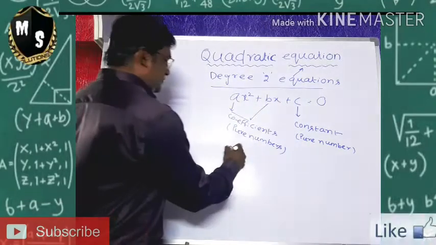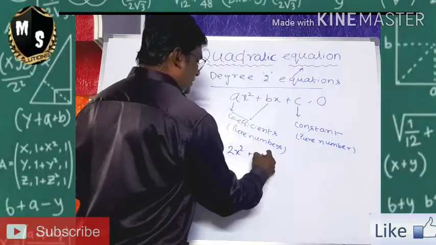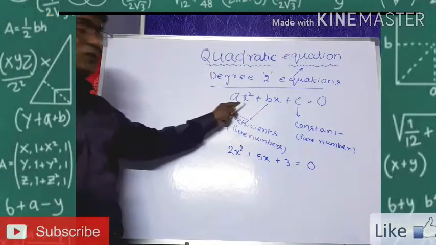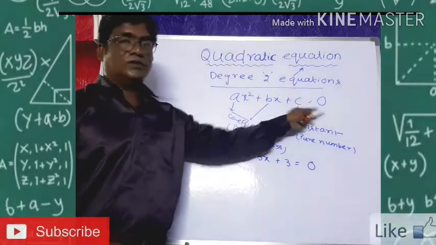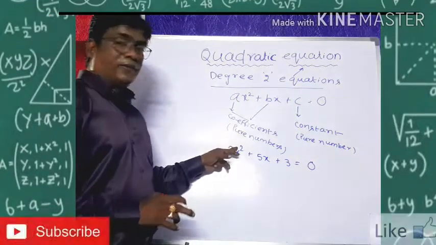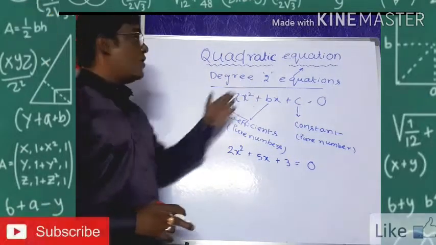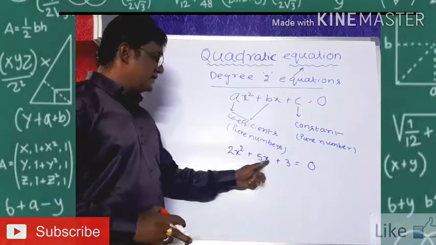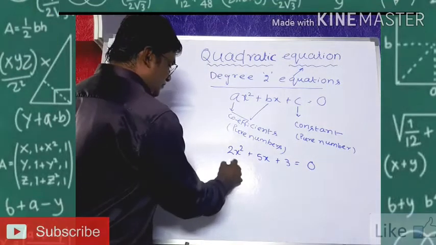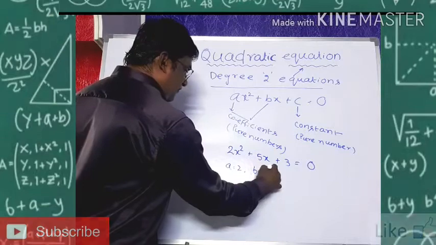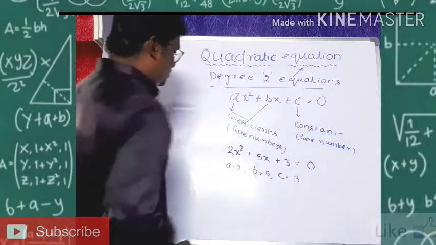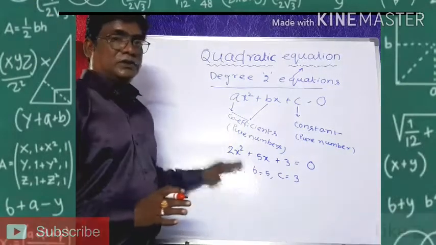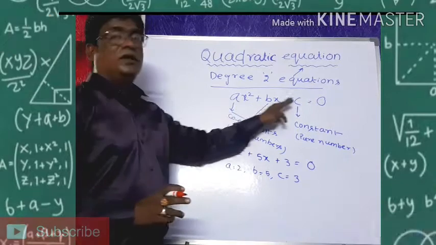Example: 2x^2 plus 5x plus 3 is equal to 0 is in the format of ax^2 plus bx plus c equal to 0. For that reason, due to the degree 2 variable, it is called a degree 2 equation, otherwise called a quadratic equation. So what is A here? A is equal to 2, B is equal to 5 and C is equal to 3. I hope you understood the idea behind the quadratic equation, the format and the things involved in quadratic equation expressions.